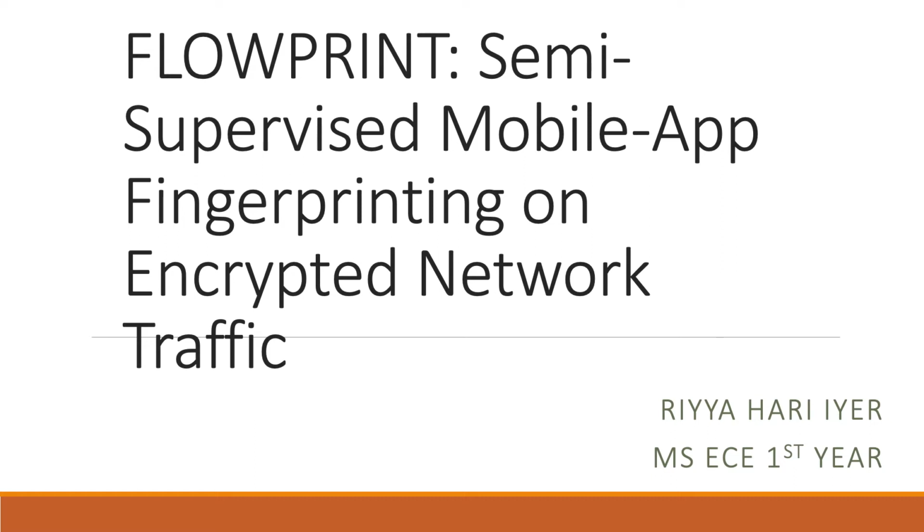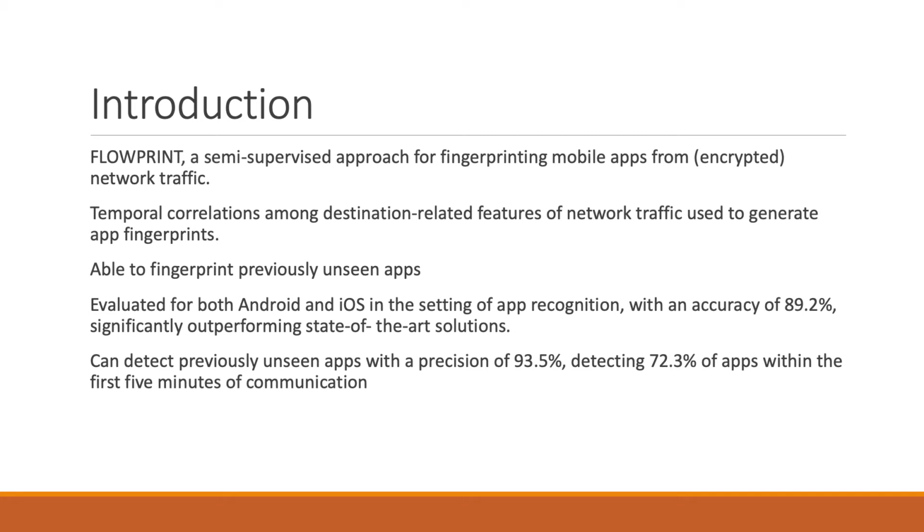Okay, hello, I'm Ria, and today I'll be giving a presentation on FlowPrint, which is a semi-supervised mobile app fingerprinting technique on encrypted network traffic. So a fingerprint is basically like a screenshot of an app activity which tells us information about the operating system and the user agent, and sometimes even the screen size. So FlowPrint is a technique to construct those fingerprints of the apps for encrypted network traffic.